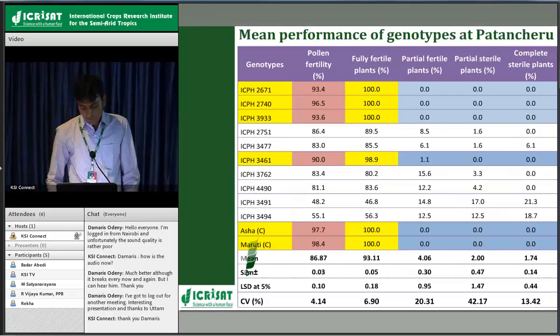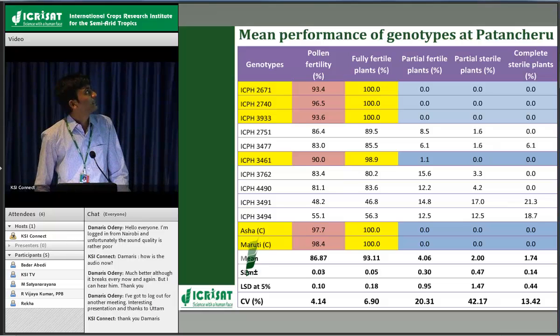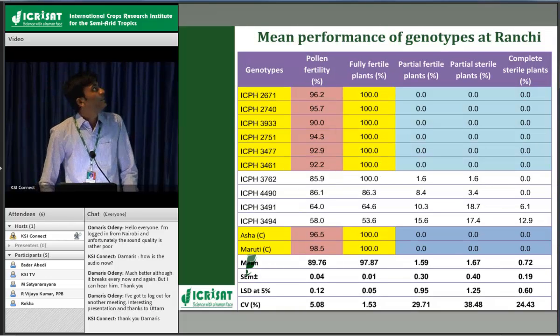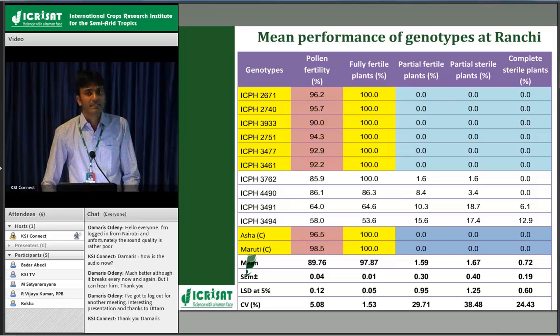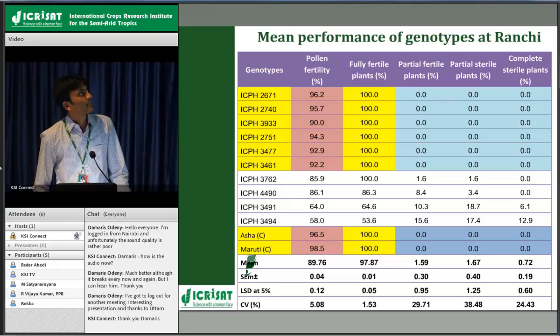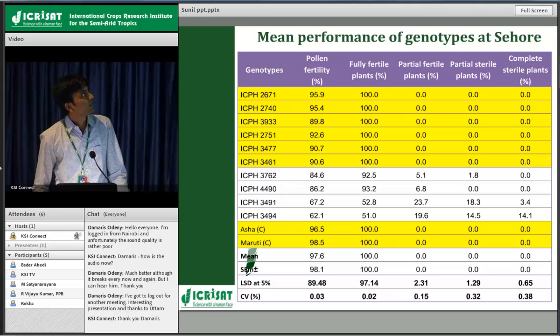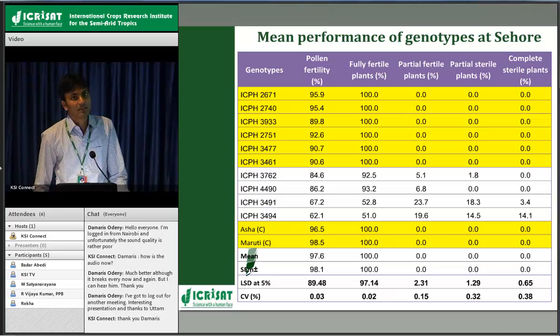Here is the mean performance of the different genotypes at Patancheru. We can see that ICPH 2671, 2740, 3933, 3461, and both the checks had more than 90% pollen fertility, and they had 100% fully male fertile plants. So it indicates complete fertility restoration in these hybrids. The mean performance of different genotypes at Ranchi: here we can see that 3477 and 2751 also expressed 100% fully male fertile plants. So it also indicates that these hybrids had complete fertility restoration. Mean performance at Sehore: here we can say that 6 hybrids showed more than 90% pollen fertility and 100% fully male fertile plants.